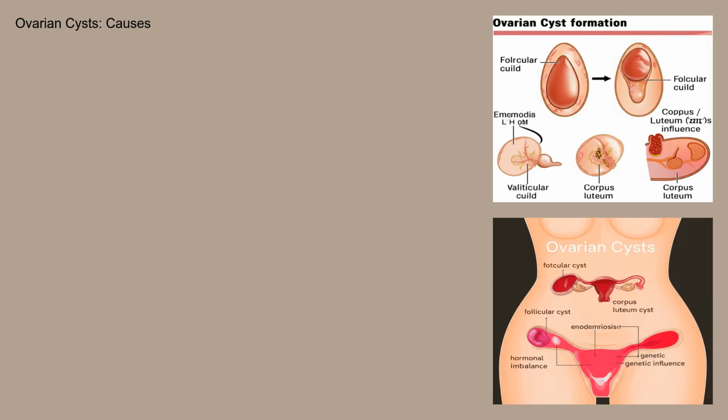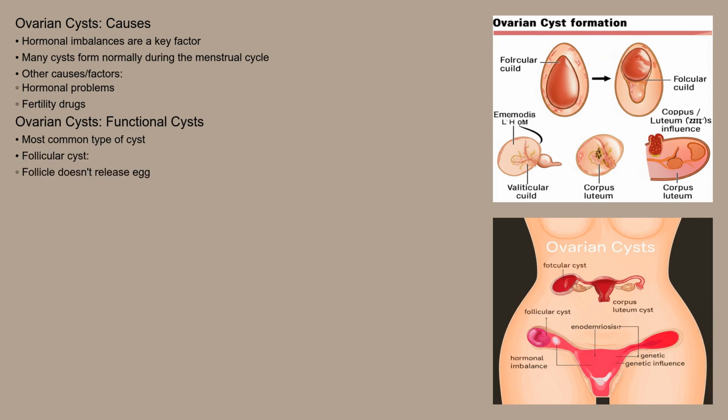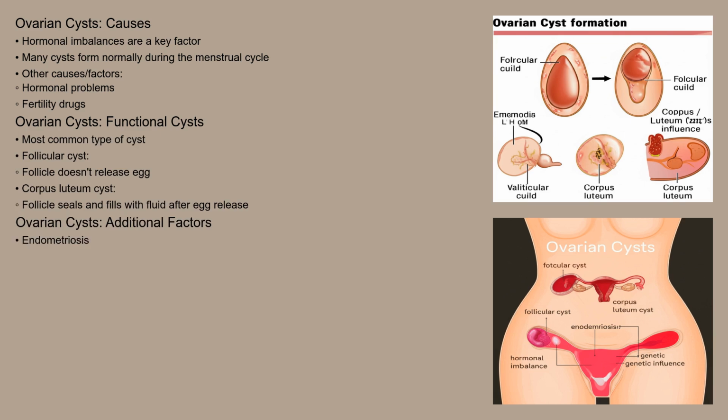The exact cause of ovarian cysts isn't always clear, but hormonal imbalances play a significant role. Many cysts develop as a normal part of the menstrual cycle. For example, functional cysts, the most common type, form when a follicle, which normally releases an egg, either doesn't release the egg, a follicular cyst, or after releasing the egg, the follicle seals off and fills with fluid, a corpus luteum cyst. Other causes or contributing factors include hormonal problems, medications like fertility drugs, endometriosis, and less commonly, genetic factors.